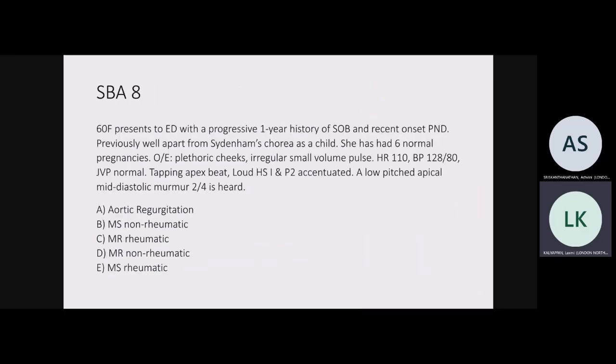60-year-old female presents to ED with a progressive 1-year history of shortness of breath and recent onset paroxysmal nocturnal dyspnea. Previously well, had Sydenham's chorea as a child, had 6 normal pregnancies, and on examination you can see she has plethoric cheeks, irregular small volume pulse, slightly tachycardic, blood pressure is normal, JVP is normal, tapping apex beat, and a loud heart sound 1, as well as the P2 component being accentuated, and a low-pitched apical mid-diastolic murmur, which you'd grade as 2 out of 4. So I've tracked on a lot of signs here. I think it's pretty obvious. This is a sign of mitral stenosis, and rheumatic because of the Sydenham's chorea as a child. So we'll go through that in a bit.